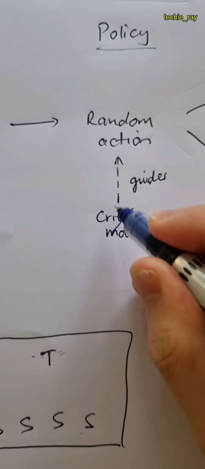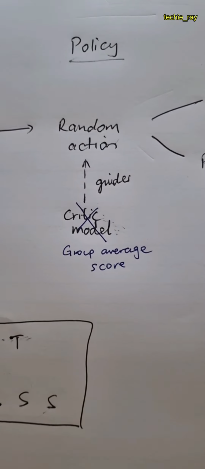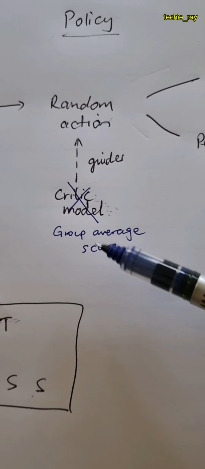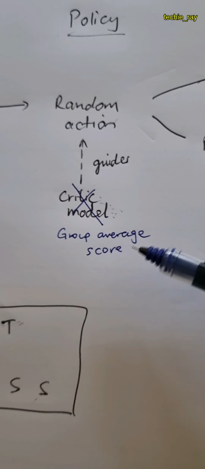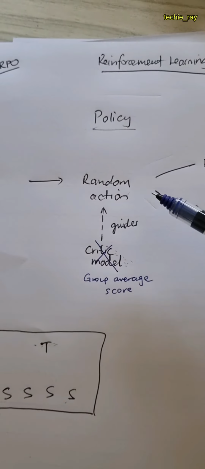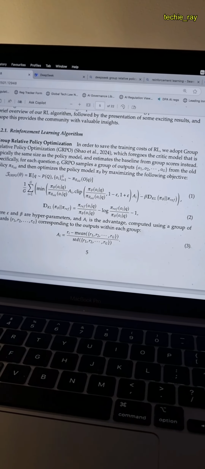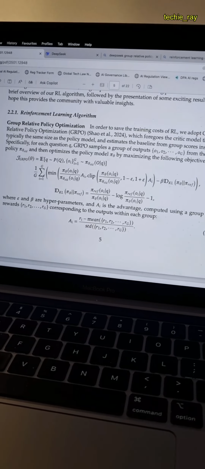GRPO is basically when you remove this critic model and instead you rely on a simpler metric, like a group average score, to guide the AI's actions. This is the actual formula for GRPO, which looks complicated. So let me give you a simple example.